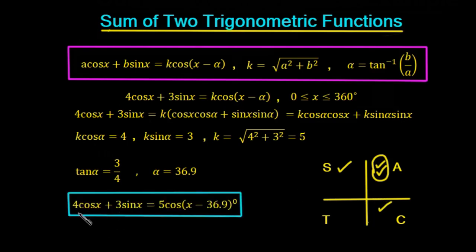So finally we can say that 4 cos x plus 3 sin x is equal to 5 cos of x minus 36.9 degrees. So let's take this function and put it in the graphical calculator and see whether it does actually work.